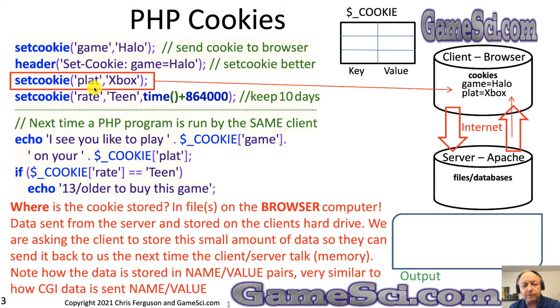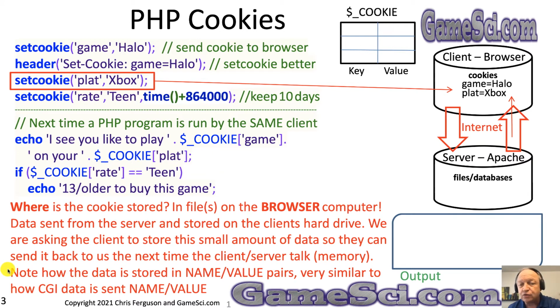setCookie plat, which is short for platform, Xbox. Where is the cookie stored? They're stored in files on the browser computer. Data sent from the server and stored on the client's hard drive. We are asking the client to store a small amount of data so they can send it back to us the next time the client and server talk. This is memory. I want to know every time you send me a message what is in the cookies.